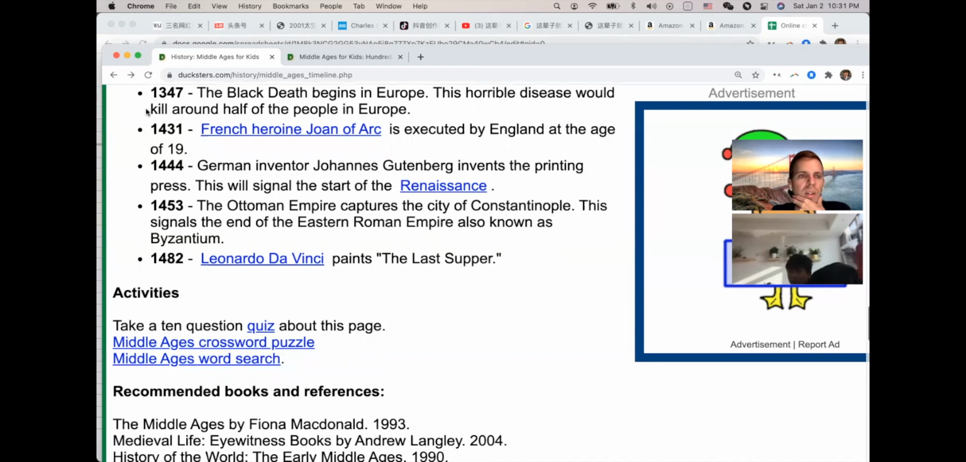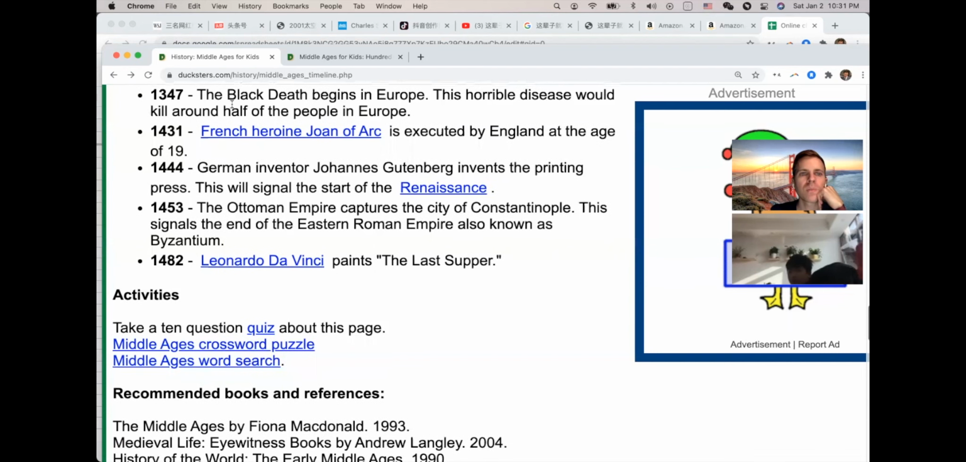In 1347, the Black Death began in Europe. The horrible disease would kill around half of the people in Europe. But what's worse? Is the Black Death worse, or is COVID-19 worse?